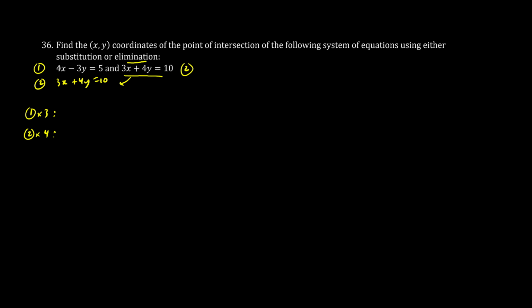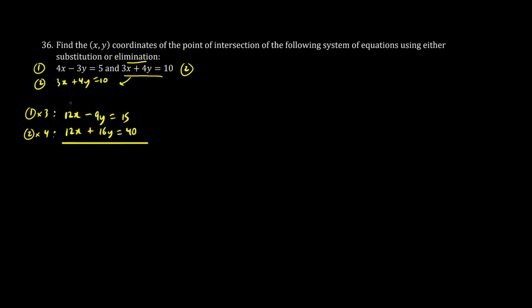So what we have here is 4x times 3 becomes 12x. Minus 3y times 3 is 9y equals 5 times 3 is 15. And multiplying equation number 2 by 4, we also get 12x plus 16y equals 10 times 4 is 40. And now let's subtract. In math, we are allowed to subtract entire equations, top minus bottom or bottom minus top. Let me just go bottom minus top.